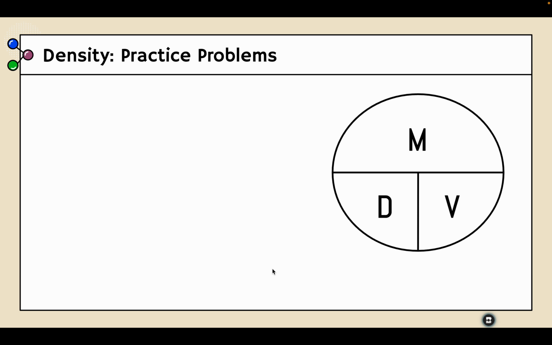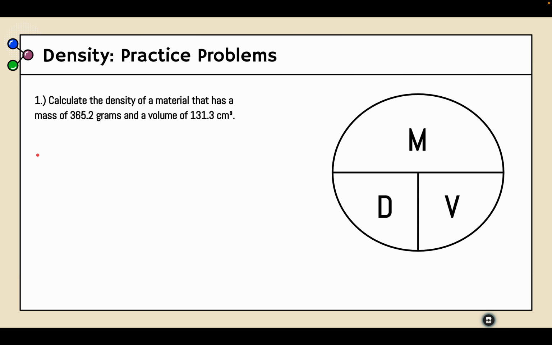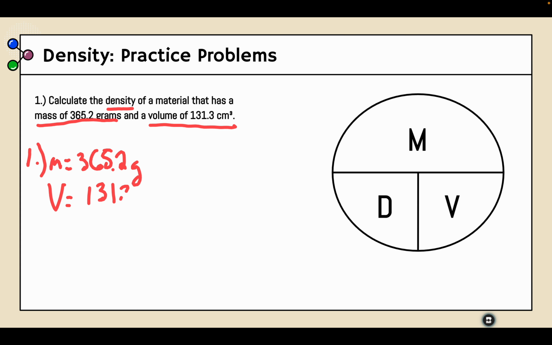So what we're going to do is practice calculating density. And what I'm going to teach you is the 4-step method. Okay, so we do this in 4 steps. The first step, I always just like to label with a 1, is I write what I'm given. So mass is going to be in grams, which equals 365.2 grams in this particular problem. All it's asking me to do is calculate the density, and it gives me a mass, and it gives me a volume. So my volume is equal to 131.3 centimeters cubed. And I'm trying to find my density, so I'll label that with a question mark.